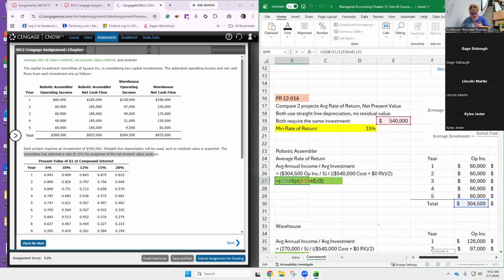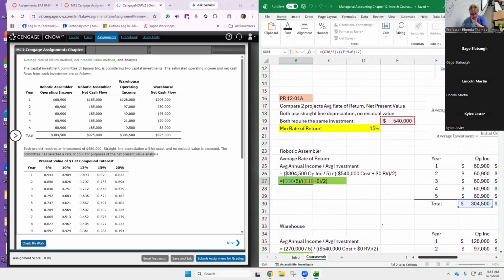Because when you set up templates like this, there's always a chance that you might have something out of whack. So what I've got is to take my operating income divided by 5, so that looks okay. And then we're going to divide by the investment plus residual value divided by 2. Okay, so I don't have any numbers in there that I can see that need to be changed. Okay, so that is what I have.